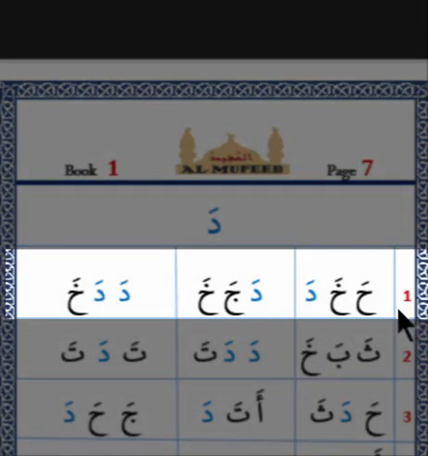First line, ha, ho, da, ha, ho, da, da, ja, ho, da, ja, ho, da, da, ho, da, da, ho.